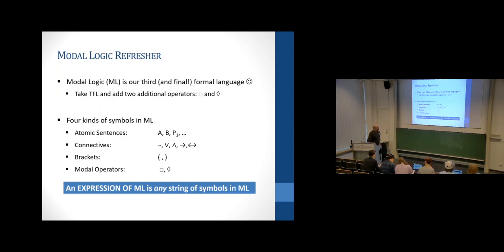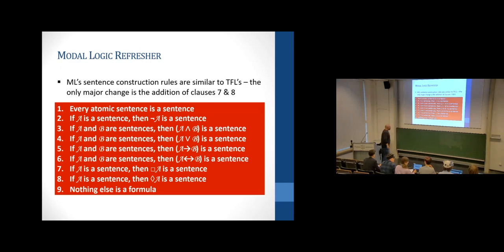So then we can say, cool, an expression of ML is any string of these symbols. But an expression isn't a sentence. We want to know, when do you get a sentence? And the answer here is pretty straightforward. The sentence construction rules for ML are almost exactly like with TFL. Don't worry, you don't have to memorize it. Importantly, this is basically just the same box that Michael gave you for TFL. It's just, hey, atoms are sentences. If you have a sentence, you can stick a negation in front. If you have 2 sentences, you can put a conjunction or a disjunction or a conditional or a biconditional.